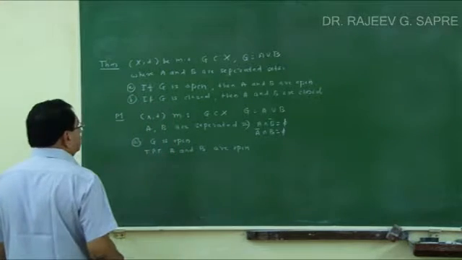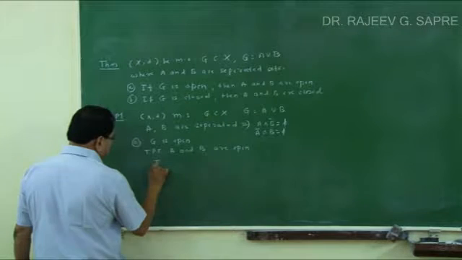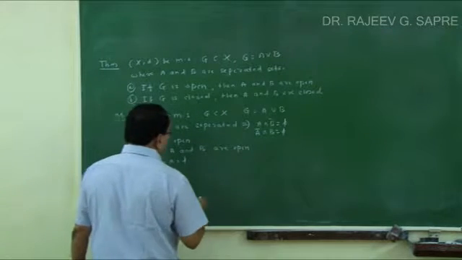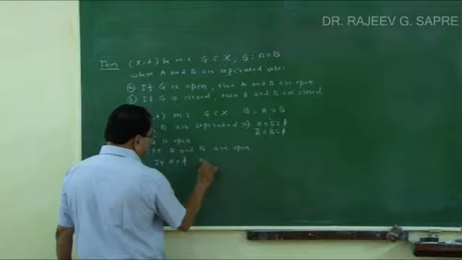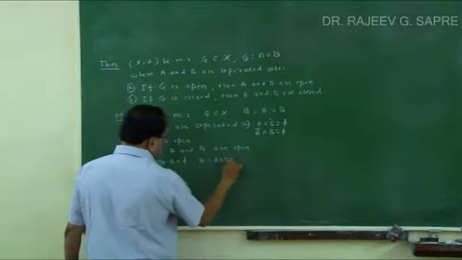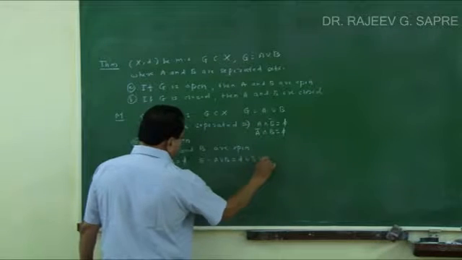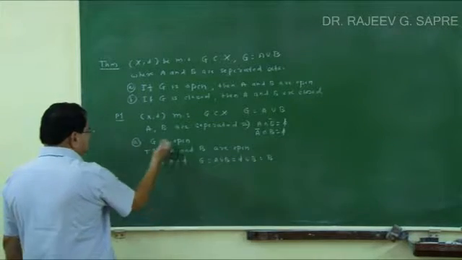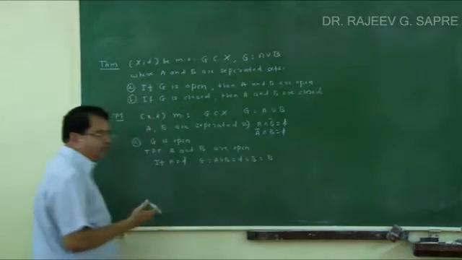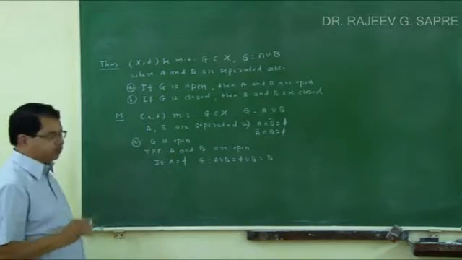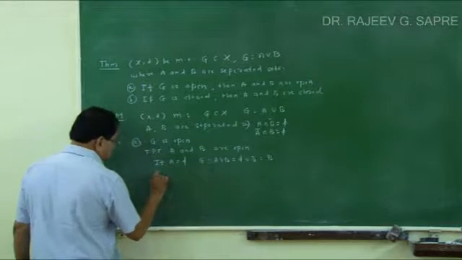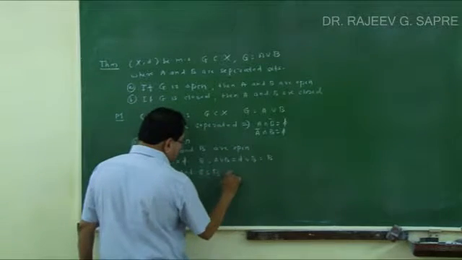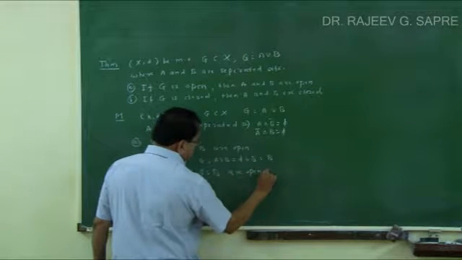Now if A is empty, what will happen? It is obvious that G is equal to A union B, that is given to you. So this means it will be empty union B, and so it is B. G is B, but G is open, which is given to you. So G, which equals B, is also open. The empty set is also open. So then A and B are open is true. So trivially this is true. As empty set and G, which is equal to B here, are open, it is proved.